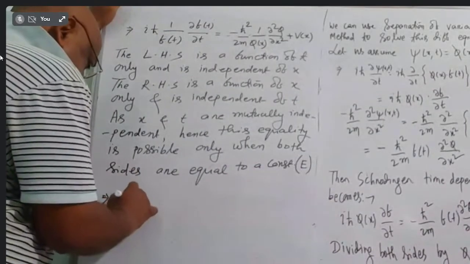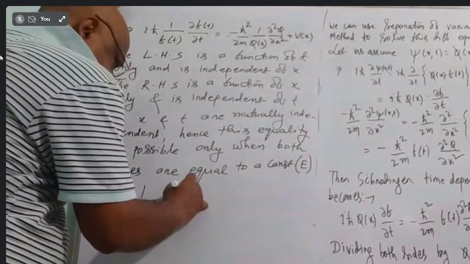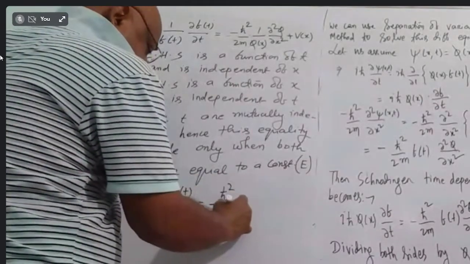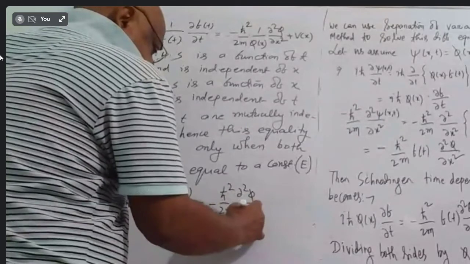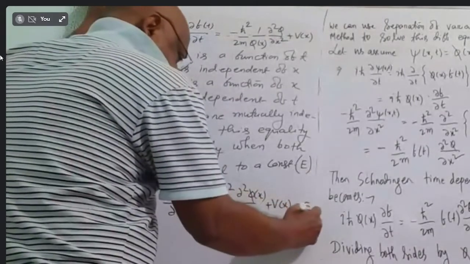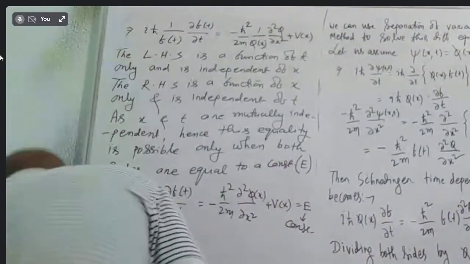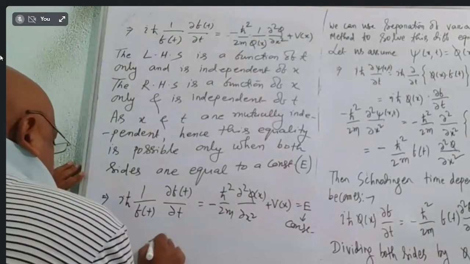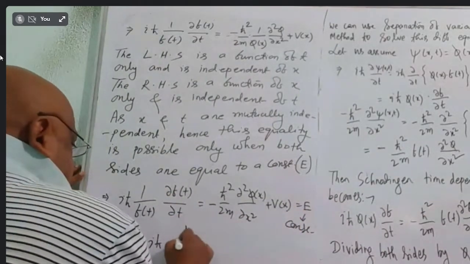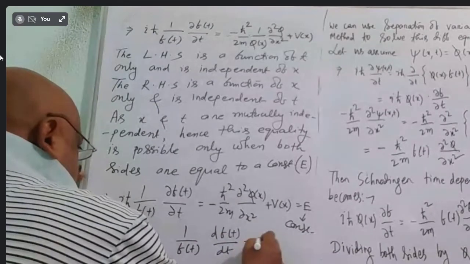Then iħ times 1 by f(t) del f(t) by del t is equal to minus ħ squared by 2m del squared phi by del x squared, where phi is a function of x only, plus V(x) is equal to E, where E is a constant. Of course, this is equal to the total energy. So what you got is two differential equations. Because this is a constant, you can write this partial derivative as a total derivative: iħ df by dt is equal to E.